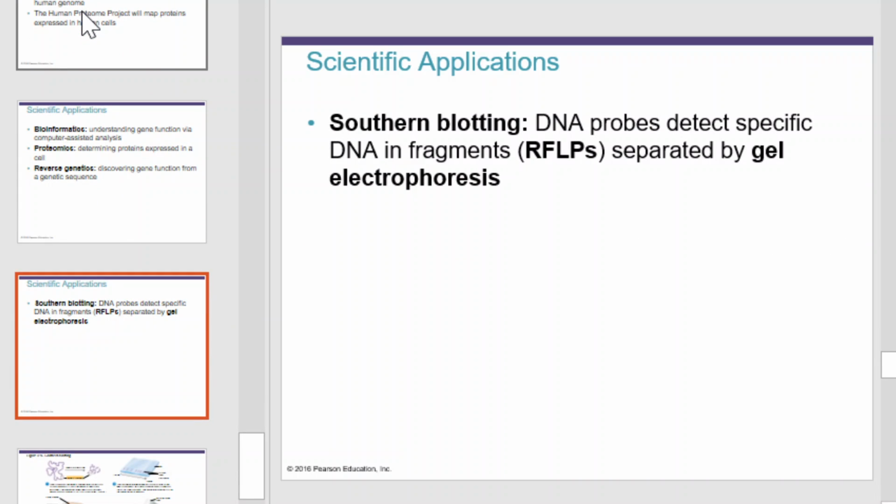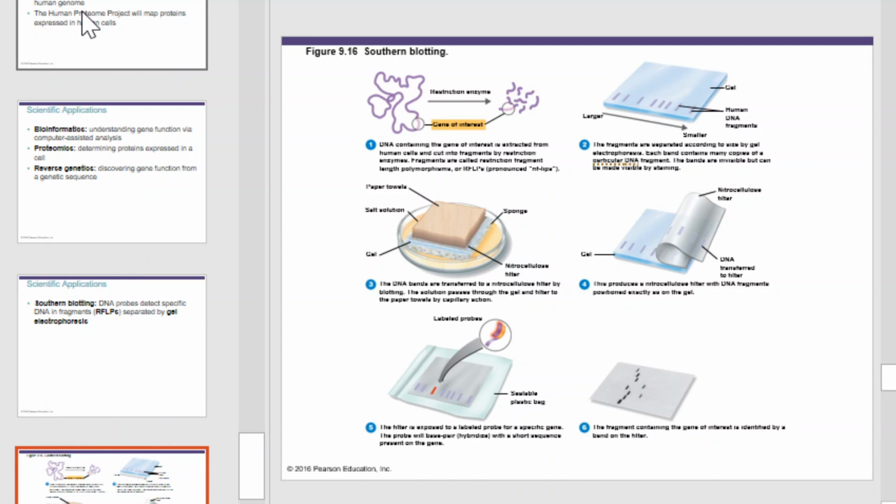Southern blotting is commonly used in scientific applications of biotechnology. In Southern blotting, DNA probes detect specific DNA fragments, known as RFLPs, which are separated by gel electrophoresis. This is an illustration of the Southern blot procedure.